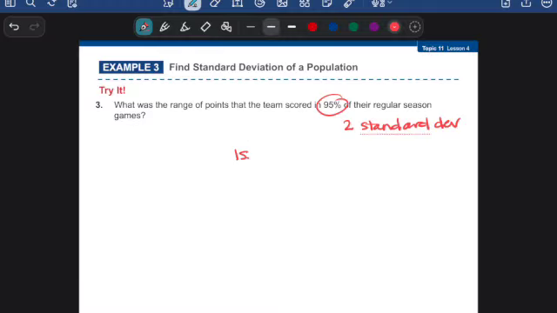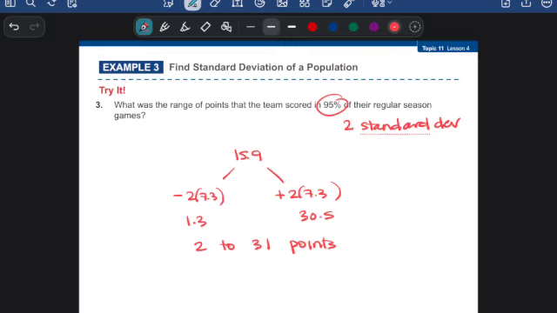So our mean was 15.9 points, and we're going to subtract 2 times the standard deviation of 7.3, and then we're going to add 2 times the standard deviation of 7.3. This gets us 1.3 and 30.5. And again, since we're talking about points scored, we're going to round. So we would go between 2 to 31 points scored, which would be within 2 standard deviations, or 95% of the regular games would score in this range.